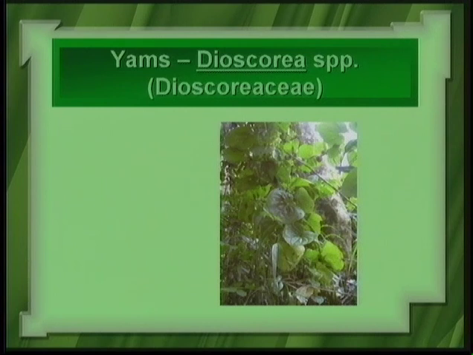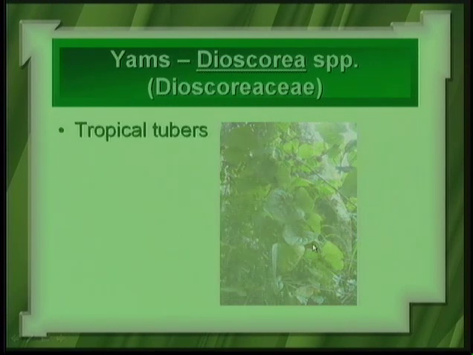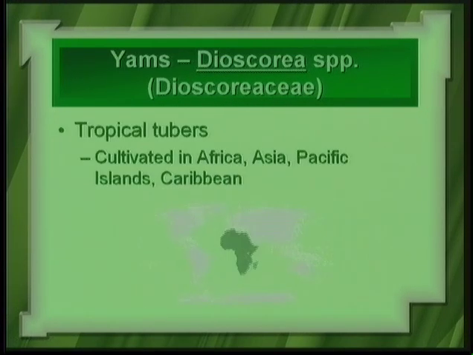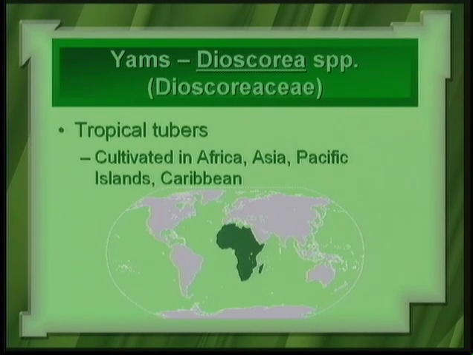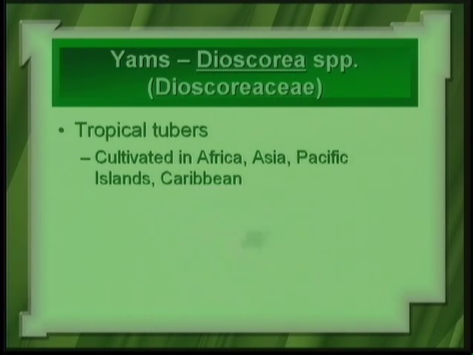Now this next one we're going to talk about is yams. There are a bunch of different species in a genus called Dioscorea. These are plants in the plant family Dioscoreaceae, and these are monocots. Here you can see it has a refined take on parallel venation, with heart-shaped leaves. And these are tropical tubers. They can be cultivated in many tropical areas: Africa, Asia, the Pacific islands such as Tonga, and the Caribbean.